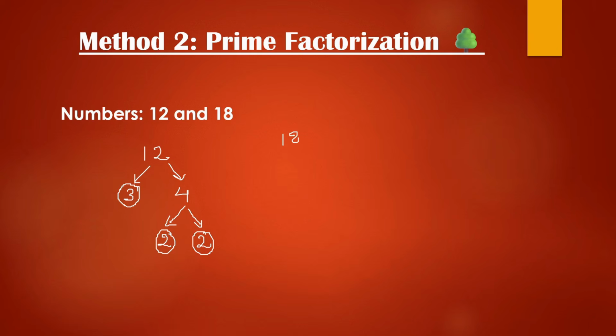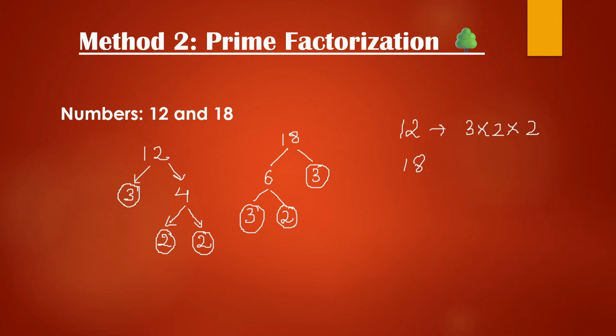Similarly, I will draw the factor tree for 18. Now, 6 times 3 makes 18. 3 is a prime number, which cannot be further factorized, but 6 is a composite number, which can be factorized by 3 times 2. Again, 3 and 2, both of them are prime numbers, which cannot be further factorized. The second step is to list down the factors of 12 and 18. So now, for 12, the factors are 3 times 2 times 2. For 18, the factors will be 3 times 2 times 3.